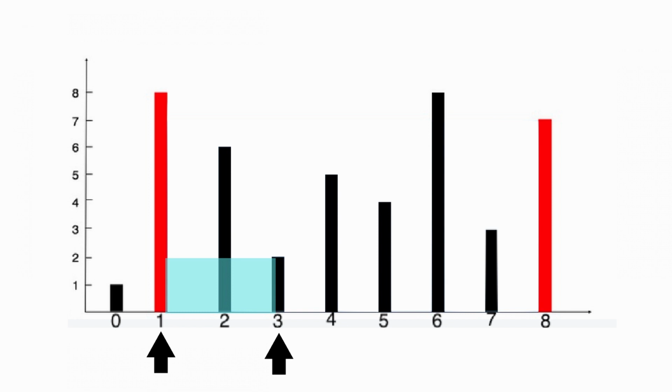Once we've reached the point at which our two pointers intersect, we would then just return our maximum container area and we would be finished. So let's go ahead and get into writing some code.